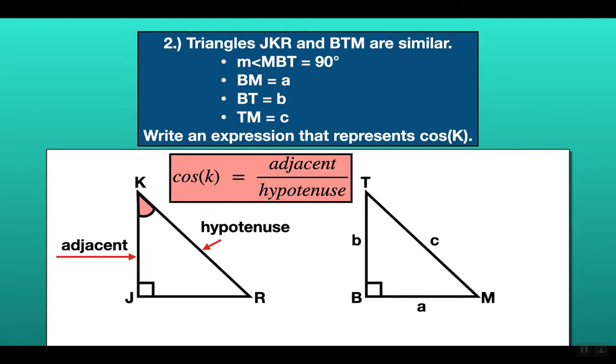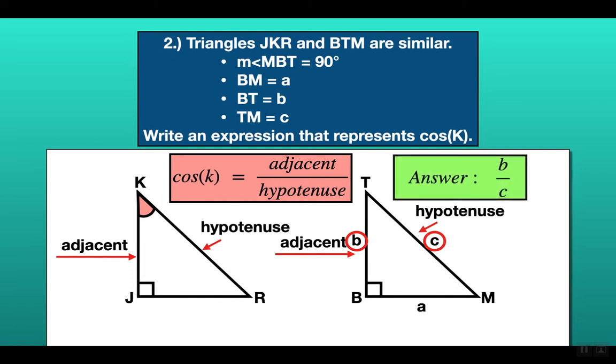Okay? So let's go to the other triangle, triangle BTM, and identify the adjacent side, which has a length of B, and the hypotenuse, which has a length of C. So to get the cosine of angle K, I'm just going to use those two sides. The answer is the cosine of angle K is going to equal B over C, because it's the adjacent side over the hypotenuse.